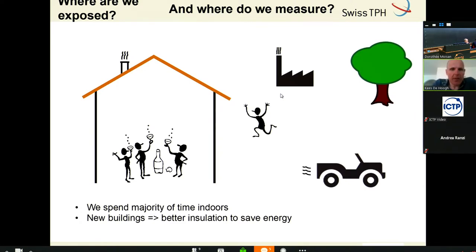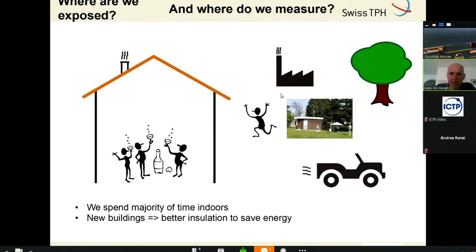So this is, of course, where we are exposed and where do we measure. Obviously, we spend the majority of time indoors, in our houses. We sleep there, we eat there, we spend our evenings often there. Then we go to work, we do some activities outside, but mainly we spend our time indoors. But often the only measurements of air pollution we have are outside at a routine monitoring station. So in studies, what we often do, we also measure inside, of course, to capture that environment.